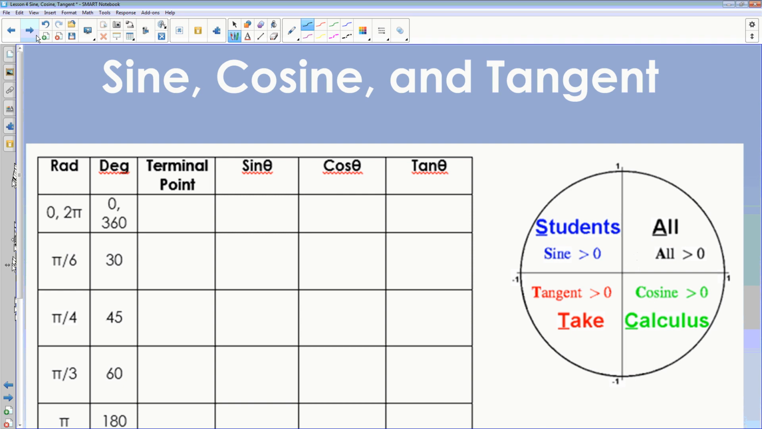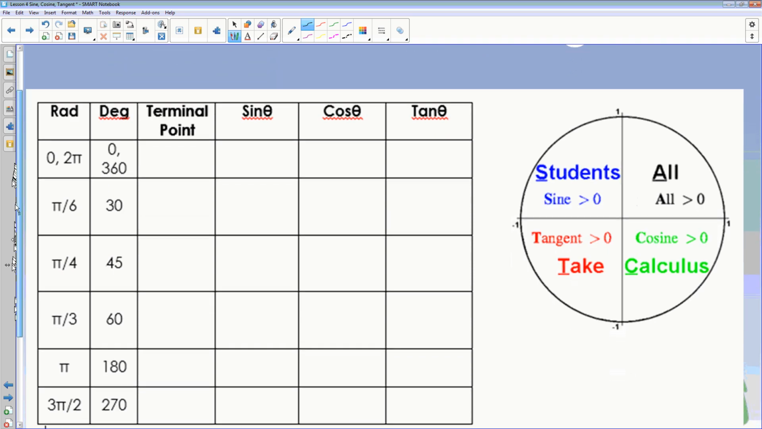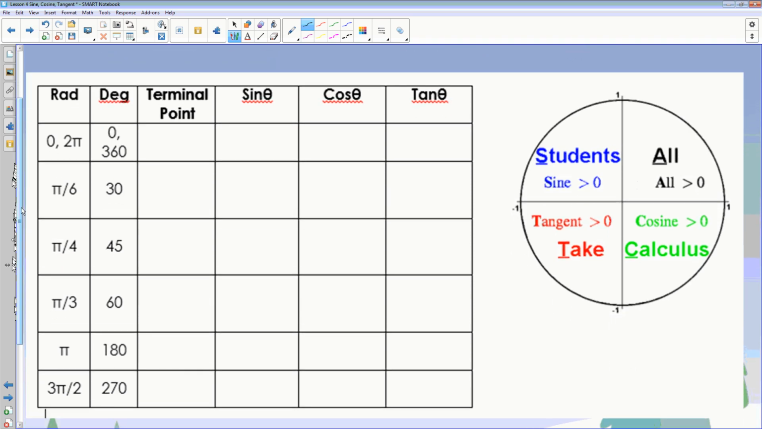All right, so in order to evaluate each function, we need to know our terminal points, okay? And these terminal points, I'm going to run through pretty quickly. We already know them. You need to memorize them. So 0 and 2 pi, the terminal point for both of those is (1, 0).